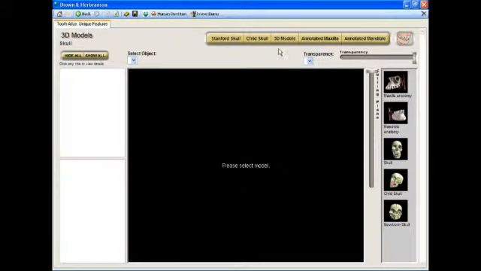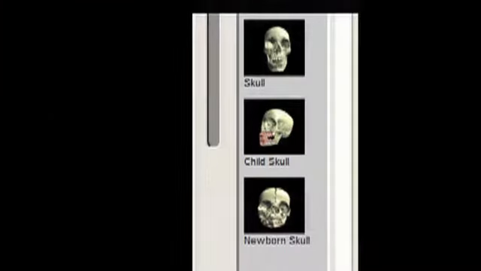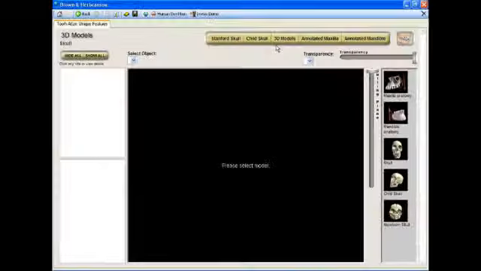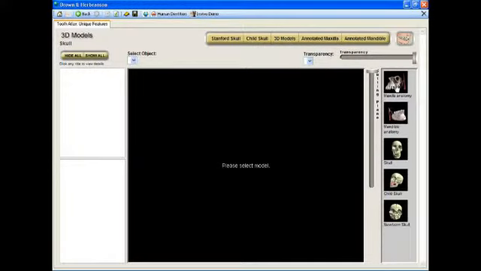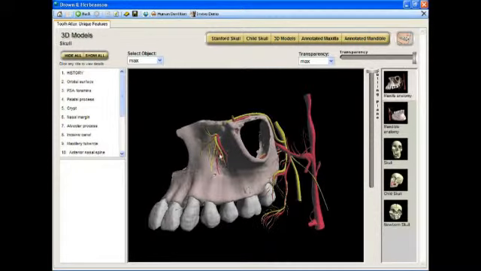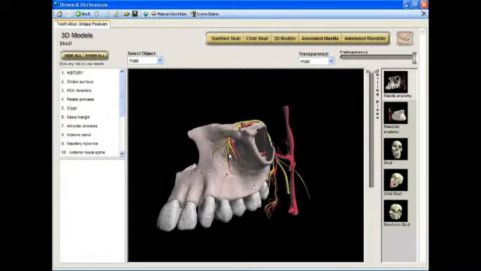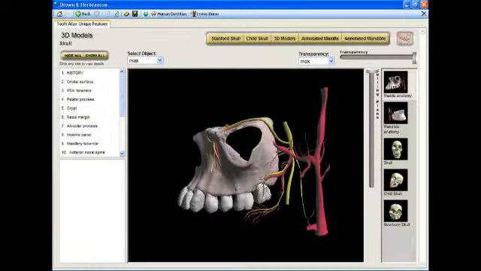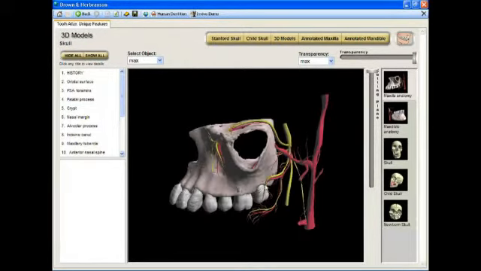We'll go to the 3D models now, and you can see there's a number of different choices here. Full skull, a child skull, a newborn skull. One of the models that's the most interesting to me and the one I use the most clinically is the maxillary model. And this is a very high resolution, three-dimensional model taken off of a CAT scan, research-grade CAT scan. And then we artificially rendered the nerves and the arteries.